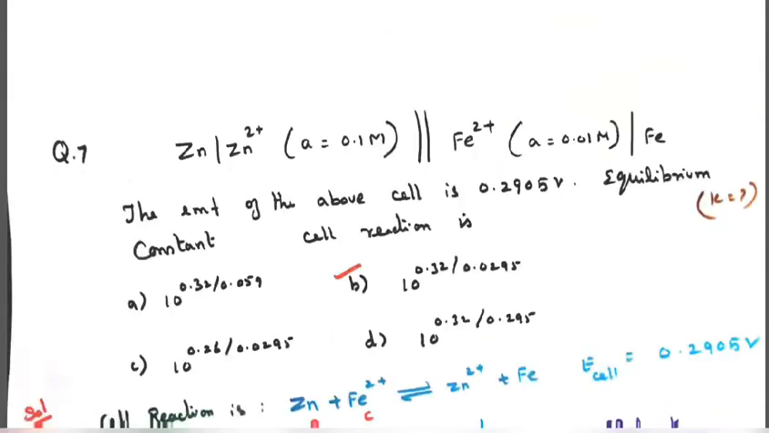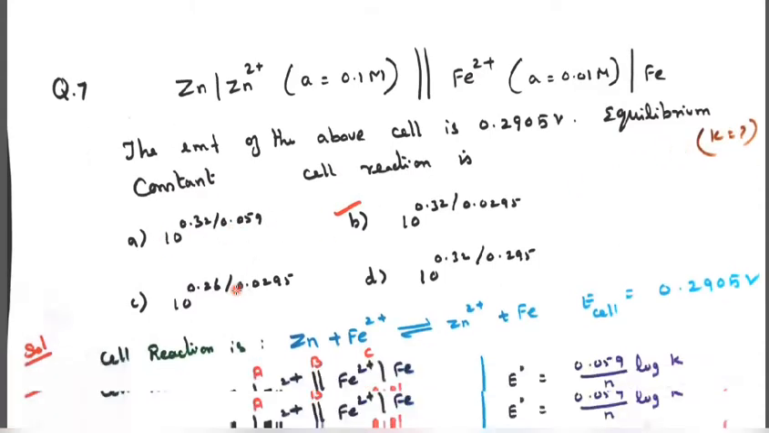Next question. Zinc in Zn2+ is 0.1 molarity, connected by a salt bridge to Fe2+ with concentration 0.01, and then Fe. The EMF of the cell is 0.2905 volt. We are asked to find the equilibrium constant K of the cell reaction. The values are given as raised powers of 10.